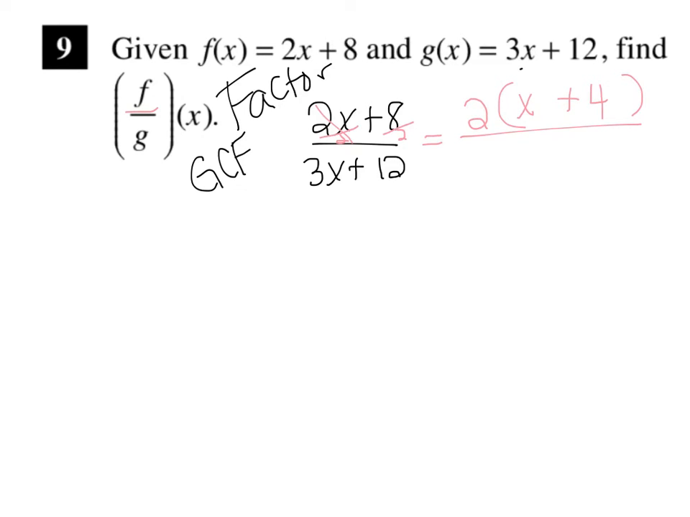Now we look for a GCF on the bottom. What can we divide both of these by? 3. So we put the 3, we put our leftovers. 3 divided by 3 is x, and 12 divided by 3 is plus 4.